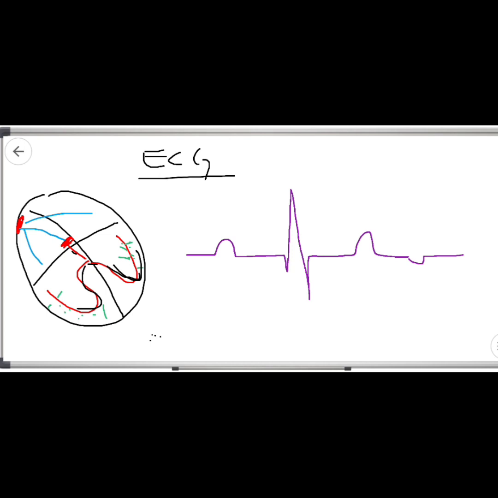Now, how is this represented on the ECG? When the atria contract, the atrial contraction is represented in the ECG by a P wave. This is actually the atrial depolarization, the flow of the current from the SA node to the atria that leads to the atrial contraction. Then the QRS is ventricular depolarization, and the T wave is ventricular repolarization. So P is atrial depolarization, QRS is ventricular depolarization, and T is ventricular repolarization.